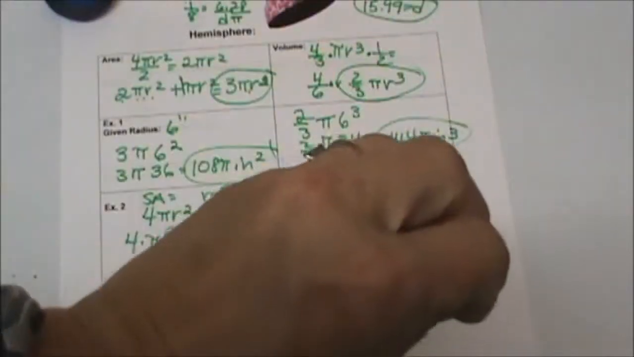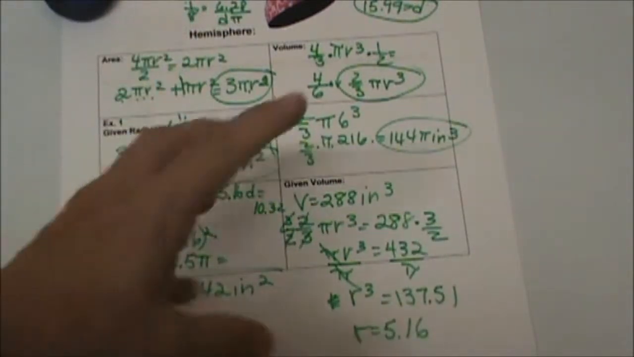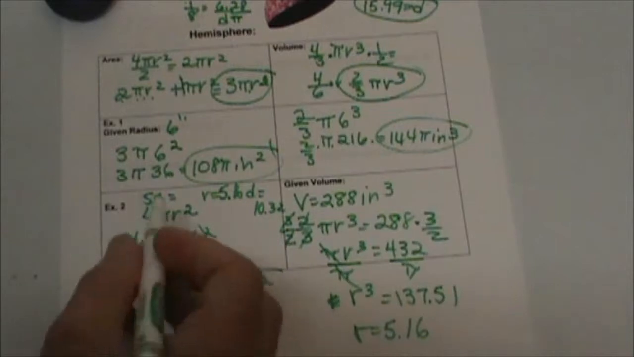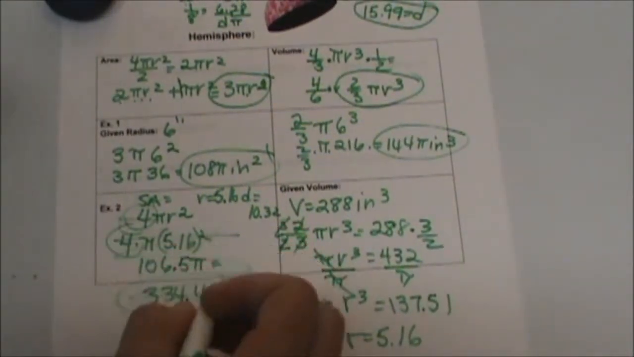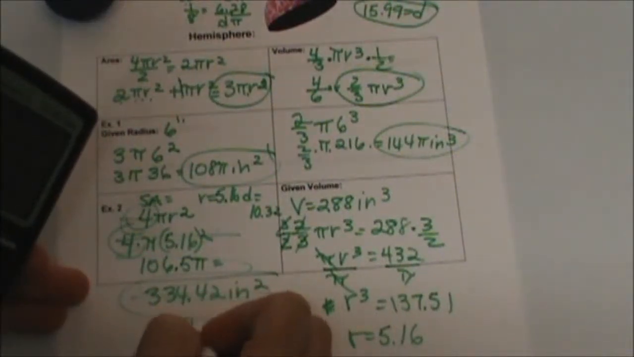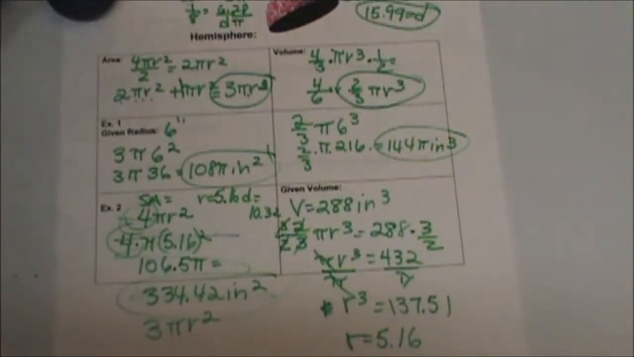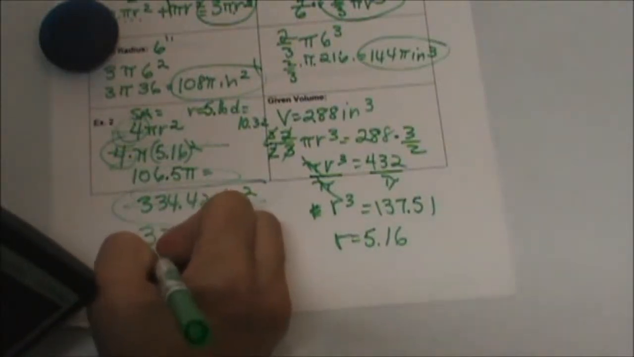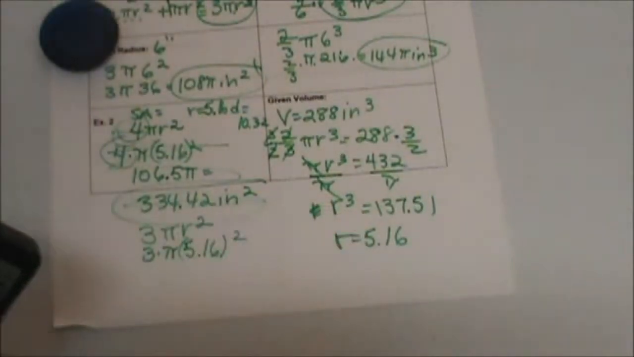Okay, so there you go. That one was a volume problem. We had to work back to a linear measurement and then use that linear measurement to go forward into an area problem. Okay, and oh, you guys, you're not here to correct me. This should not be a 4, should it? Let's try that one again. That should be 3 pi r squared. So I'm going to change that to a 3 because we're not doing a whole sphere. We're doing a hemisphere. So let's do 3 times pi times 5.16 quantity squared.